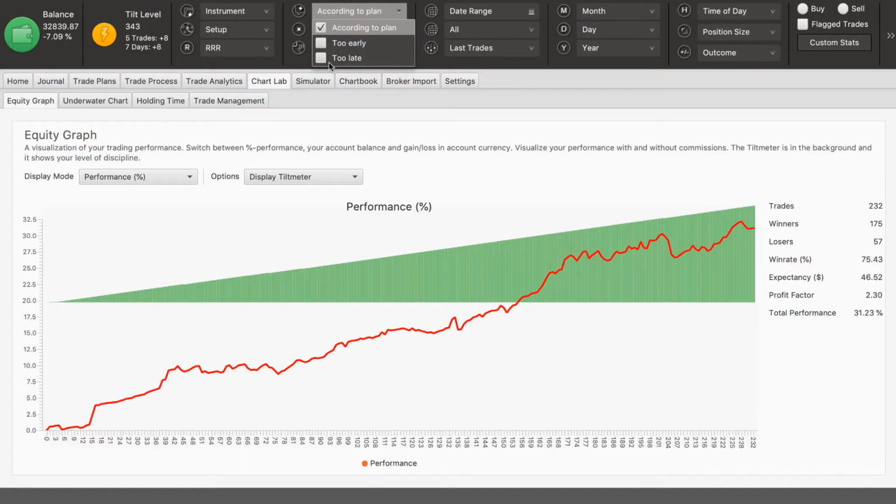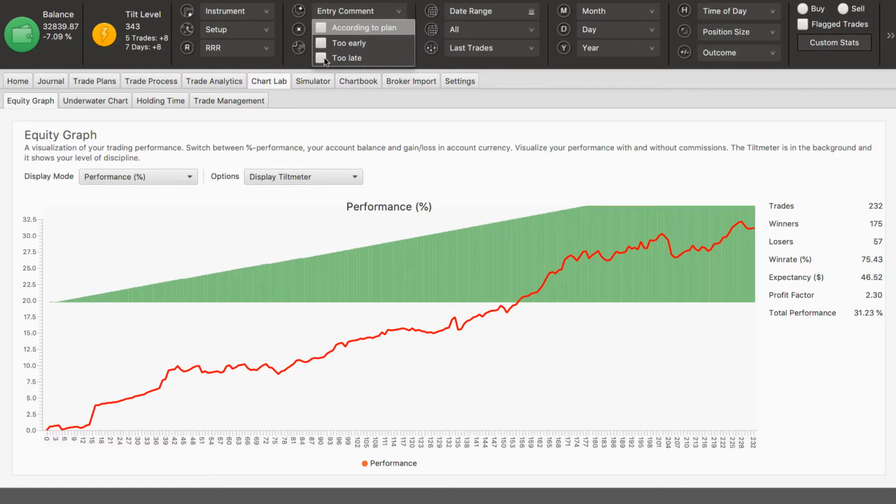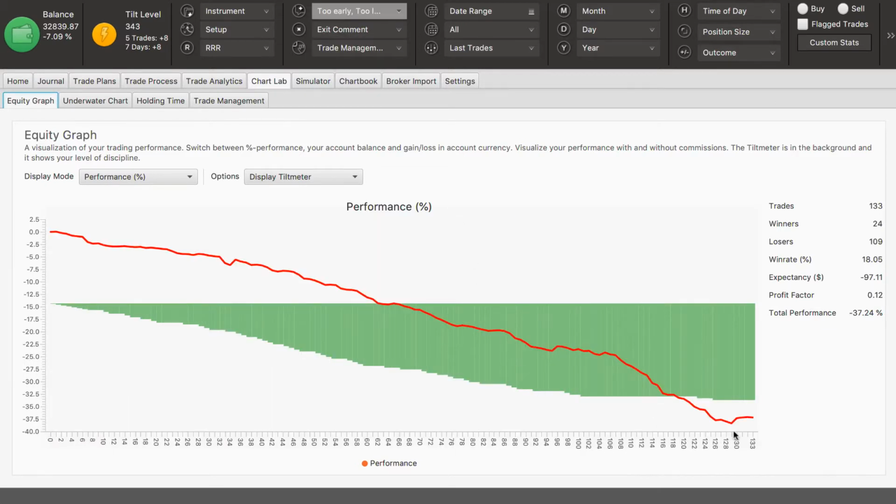And the trader, if he takes entries that are according to the plan, he would have made a lot of money. And if he takes the trades that are too early and too late, we see the exact opposite. So he would have lost 37% compared to the 31% that he made on the other trades. And that's how you come up with the result of minus 7% on his overall trading operation.